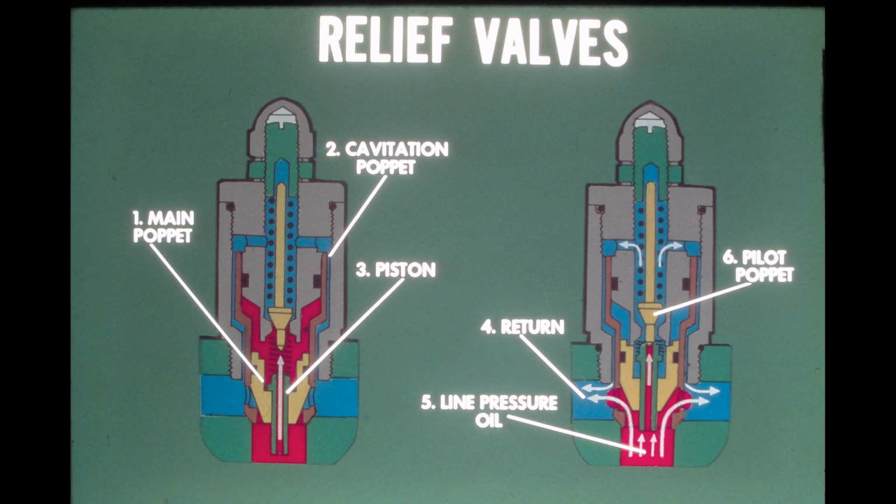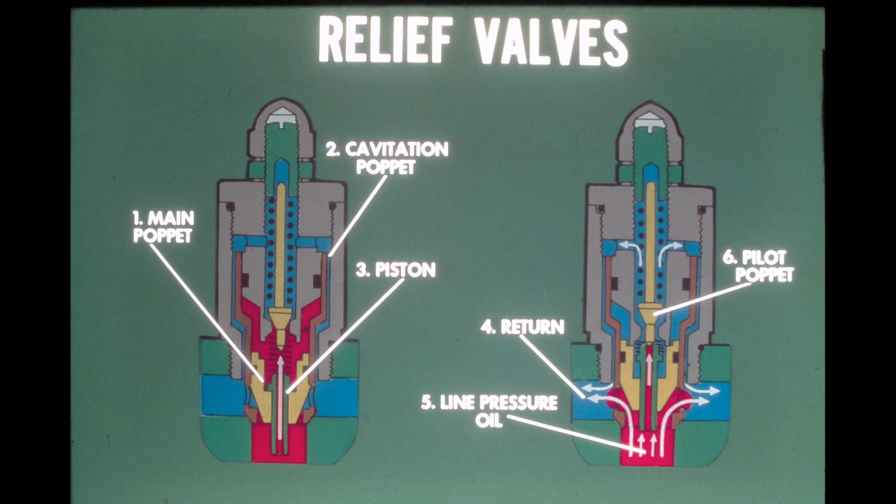The illustration at the left shows the operation of the relief anti-cavitation valve at operating pressures. Oil at line pressure is admitted to the inside of the valve through the hole in the center of the piston. Since the oil has a larger area to work against at the top of the main poppet and piston than at the bottom, a greater force is exerted on the top of the poppet and piston. This downward force keeps the main poppet and piston tightly seated.